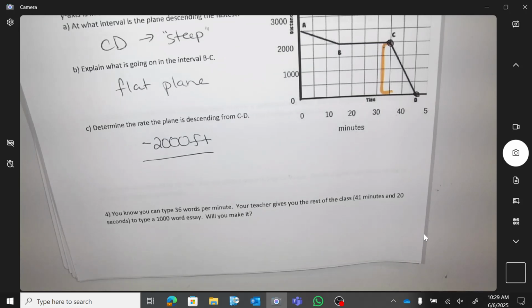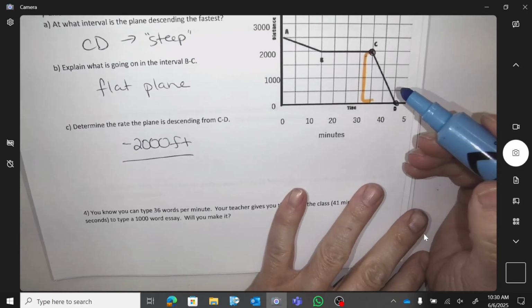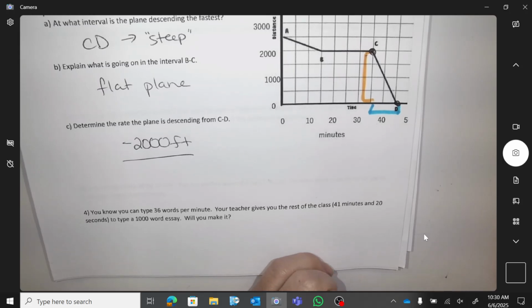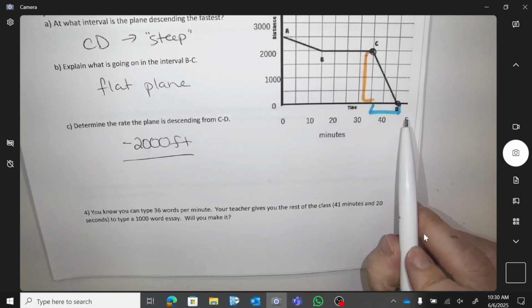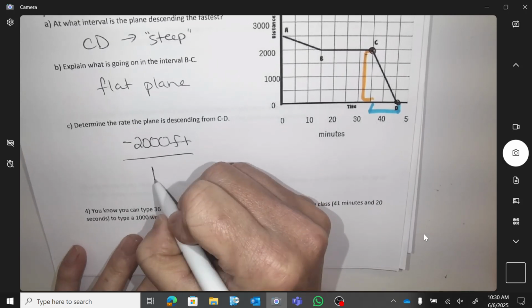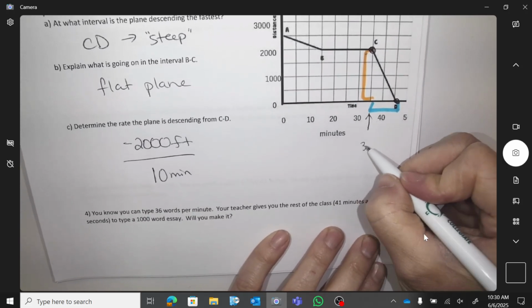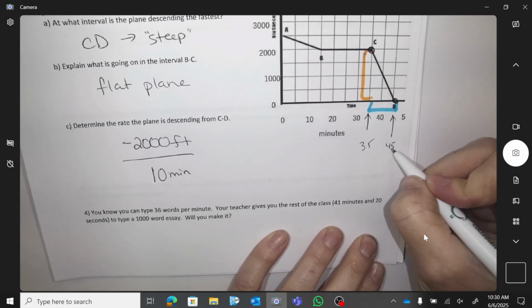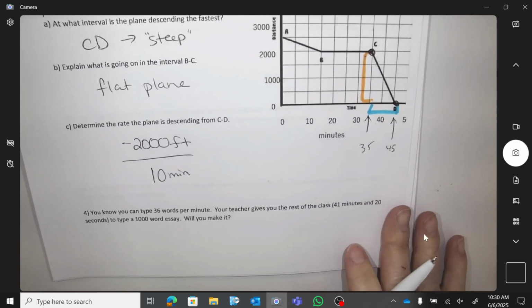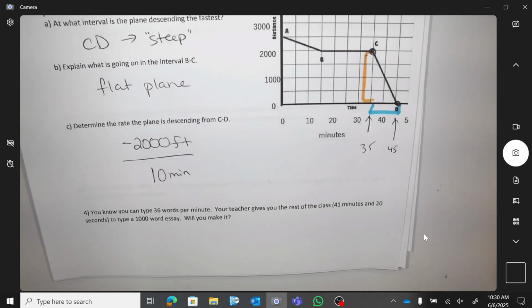Okay, in the C to D section, I have moved a total of 2,000 feet. And how much time has gone by in that zone? Can anybody figure out the time that I've done in that zone? 10 minutes. 35 to 45 means you've surpassed 10 minutes of time.